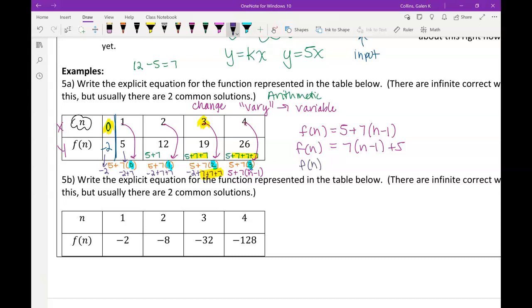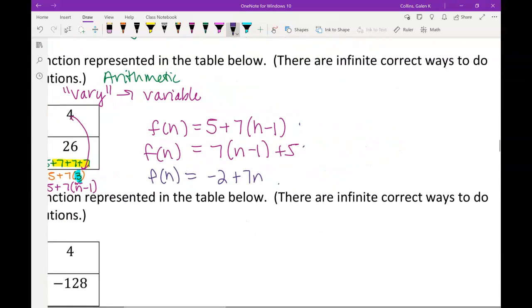Does it remind me of slope-intercept form? Absolutely it does. So if I start at -2 and I add 7, the number of 7s I add is the same as the number of the term I'm considering for my sequence. And lastly, if you are wondering whether these three expressions for f of n are really the same?